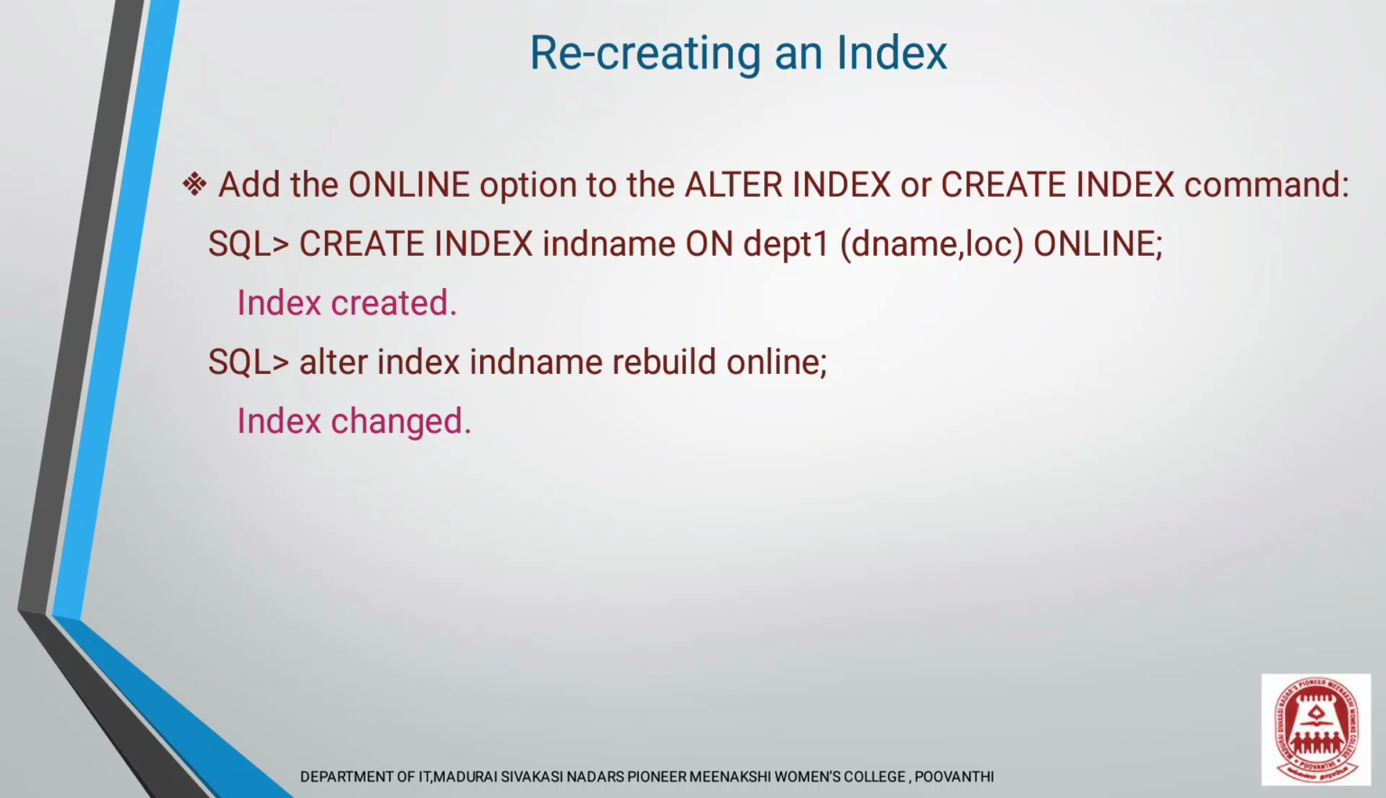Recreating an index online: add the online option to the alter index or create index command. The command is as follows: create index IND name on department 1, the columns are D name and location. I am going to use the index online because all the users are accessing that particular application running online. So the index is created. Alter index IND name rebuild online. Now the index is changed.